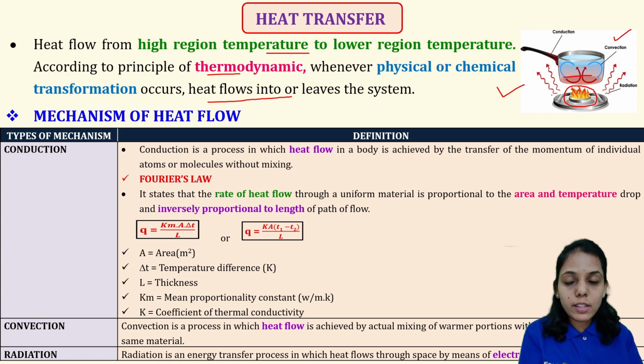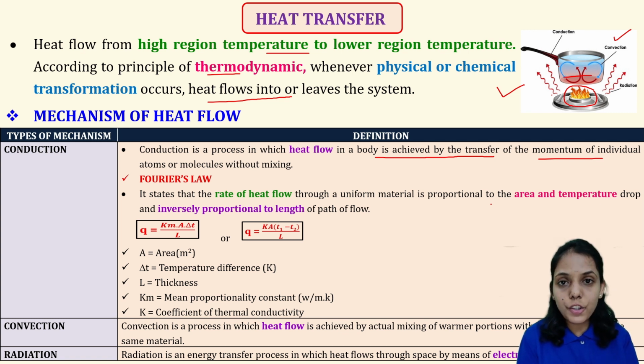Now let's see the first mechanism, which is conduction. Conduction is a process in which heat flows in a body. It is achieved by the transfer of the momentum of individual atoms or molecules without mixing. So here conduction means only the momentum of the molecules is involved, but not mixing. Mixing as such is not involved, and it is given by Fourier's law.